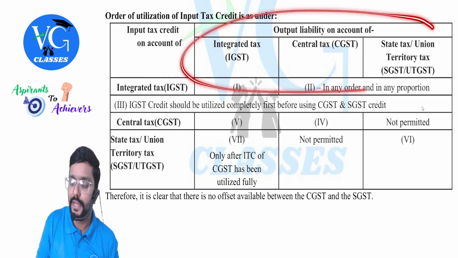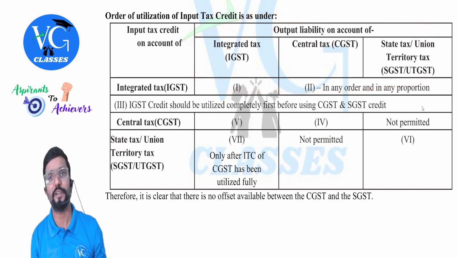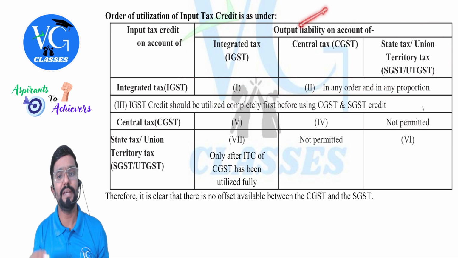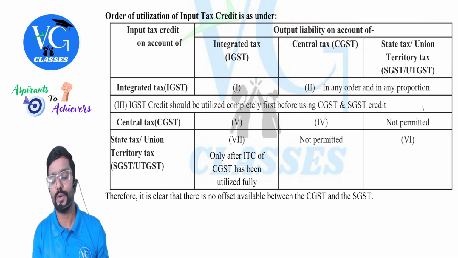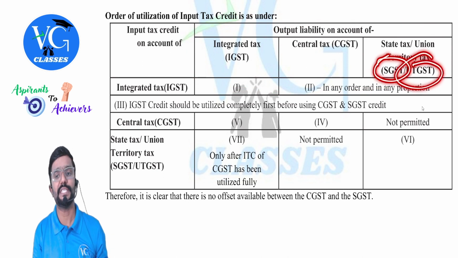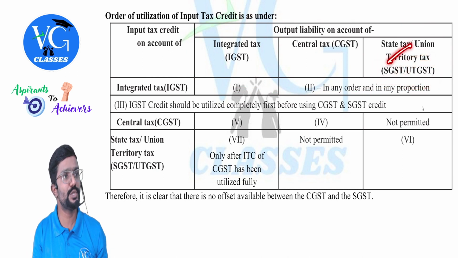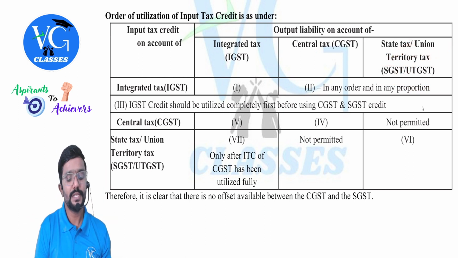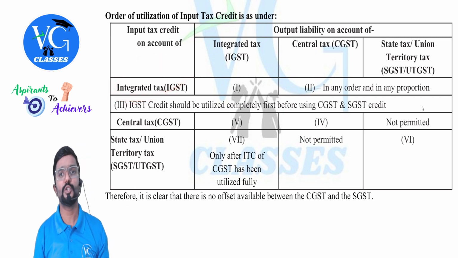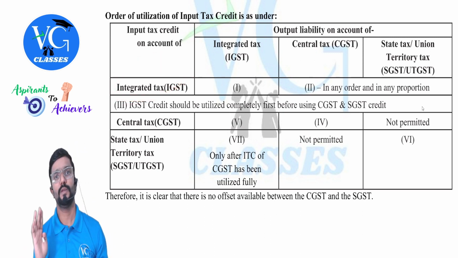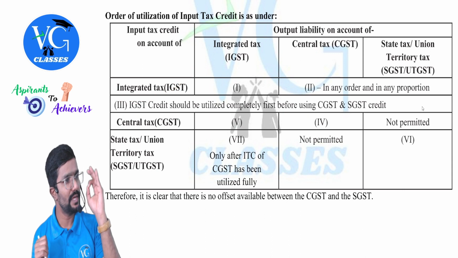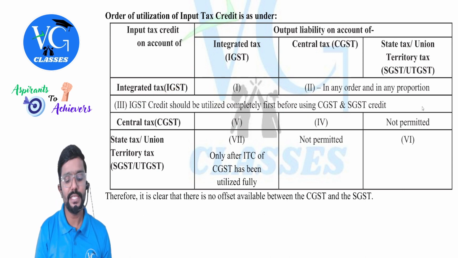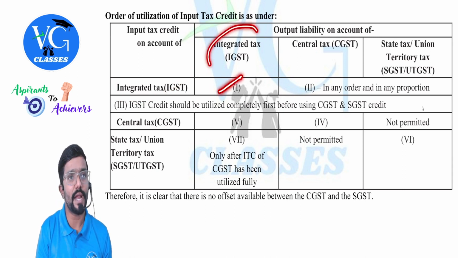Okay. And whatever I have given here is the liability part, output tax. So output liability on account of IGST, CGST or the last one, SGST or UTGST. Here also same story. Either SGST would be there or UTGST, but not both. Okay. Chalo, one by one. Sir, first I have IGST credit. Should I use that only first? Yes. Anytime first we should use IGST credit. So IGST credit first will be used against what, sir?